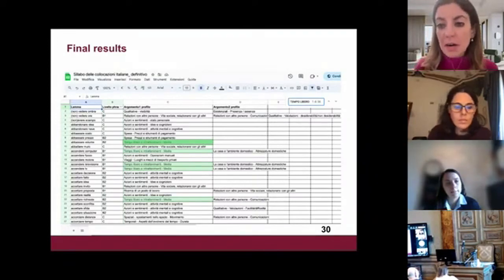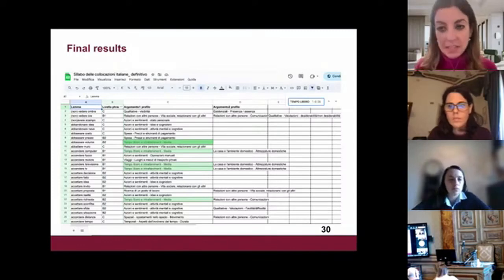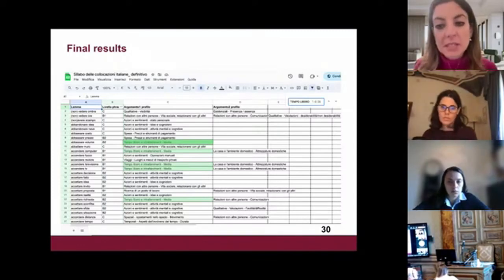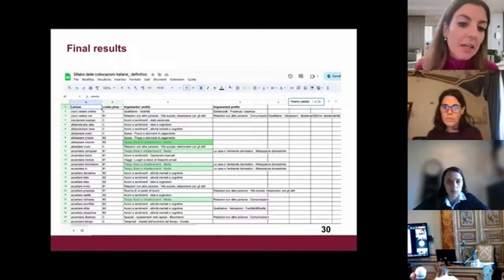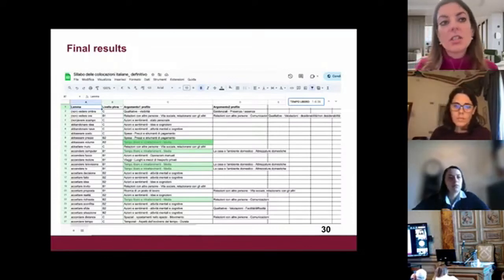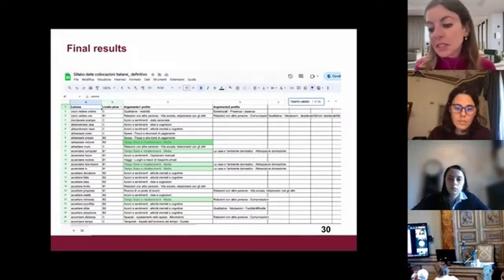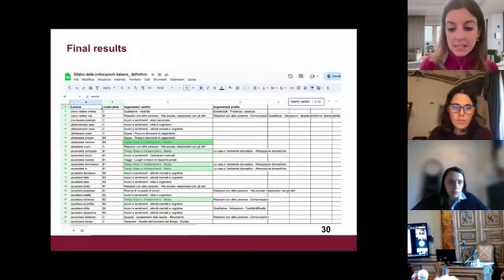We can use the search bar on the top right and type the topic we are interested in. For example, I typed tempo libero, that is free time. So highlighted in green, we can see all the collocations relating to free time and entertainment in the syllabus.